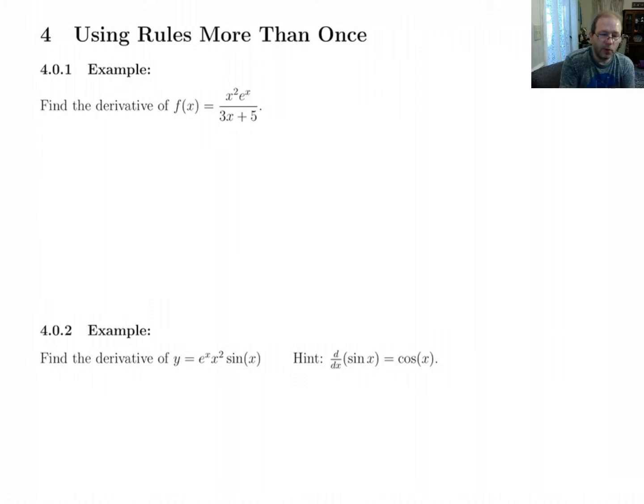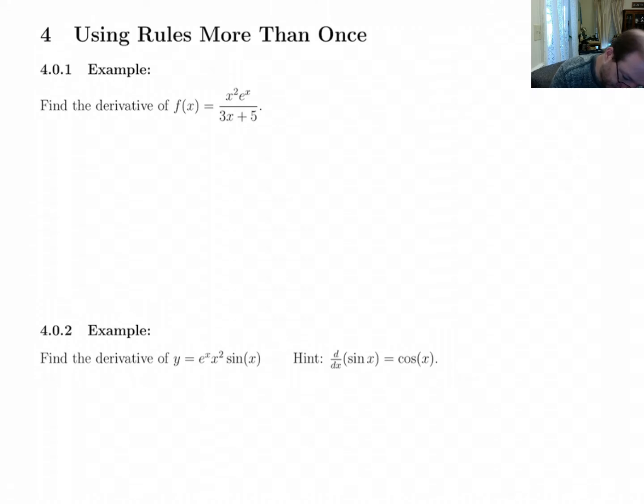All right, last video on the product and quotient rules. So let's look at this. Find the derivative of f of x equals x squared e to the x over 3x plus 5. Now what's going on here is we've got a quotient, but the top is a product of two functions. So we're going to have to use the quotient rule and the product rule together.